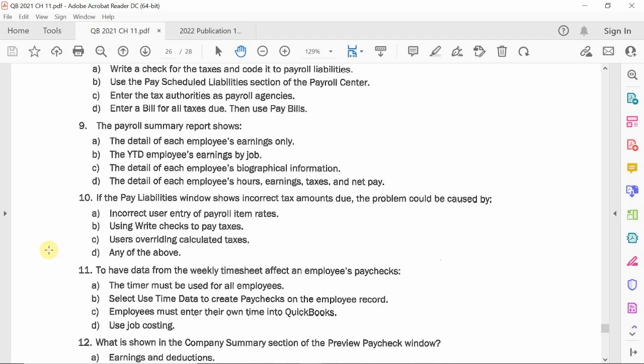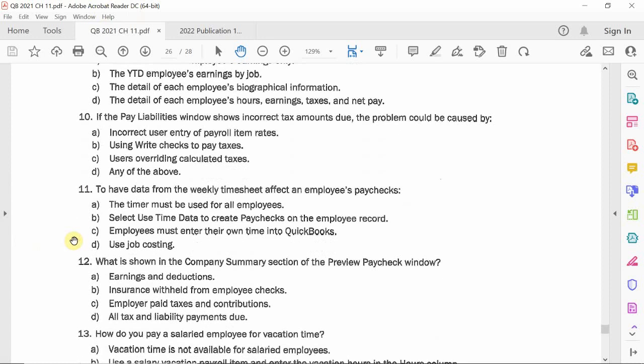User overriding calculated taxes. If you remember, at the bottom of the paychecks window, you have that locked net pay, and to unlock it. If you unlock it, you can override the calculated amounts. And again, it can cause problems, but that's the more correct way to fix a paycheck than to avoid it and have to recalculate it all over again.